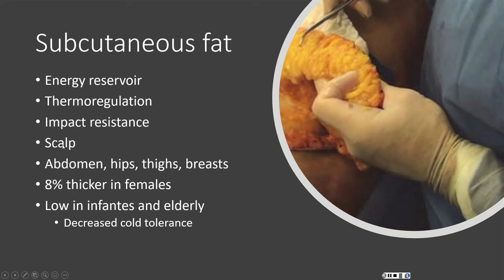Now the scalp, for example, has practically no subcutaneous fat. There is some there, but it is very, very thin. It tends to be much thicker in the abdomen, the hips, the thighs, breasts of a female, buttocks. And in females, the subcutaneous fat on average is about 8% thicker than in males. Now, regardless of male or female, infants and the elderly will have very low subcutaneous fat levels. And this is also why infants and the elderly have a lot more of a problem with thermoregulation. They get really cold or really hot very easily because they don't have this layer of subcutaneous fat.